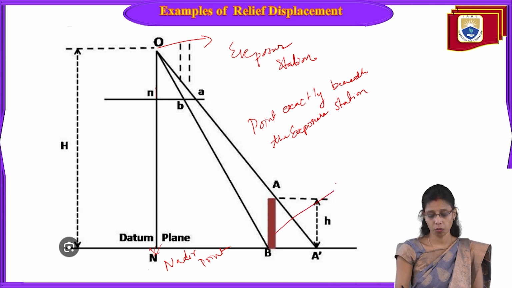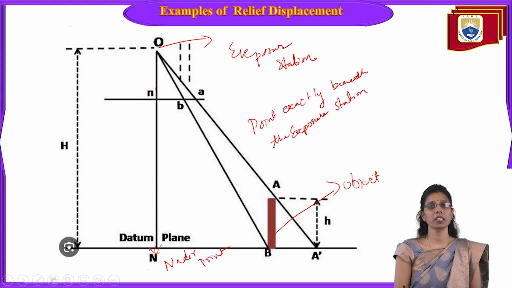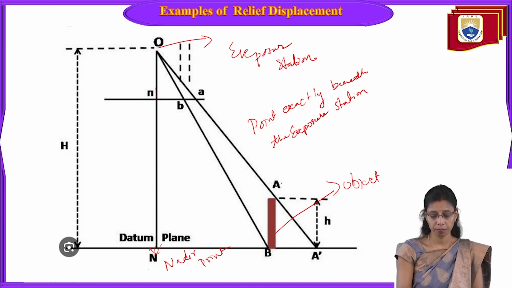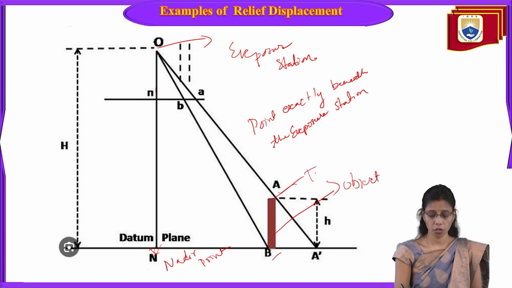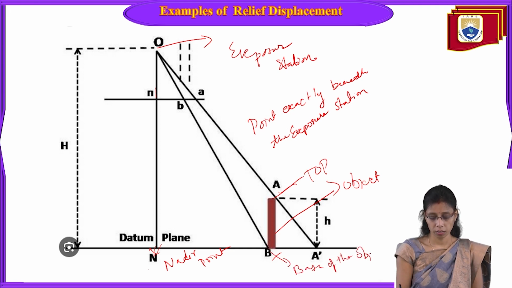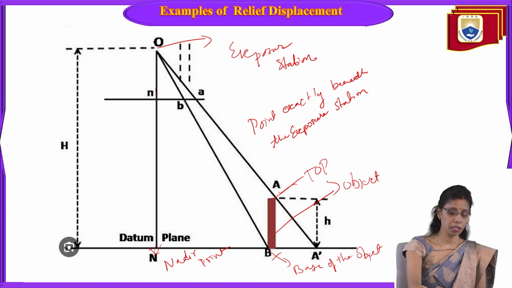And this is the object where you have to measure the height of the object. So A and B are given here. A is the top, B is the base of the object. So in simple terms, this is how we can understand it, and this will be the flying height.